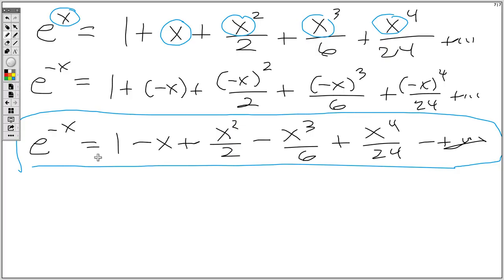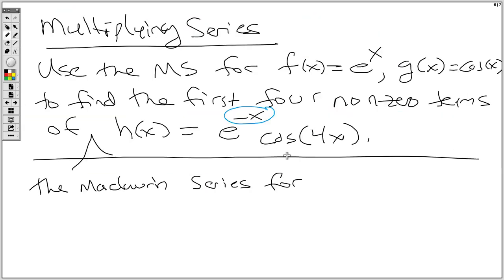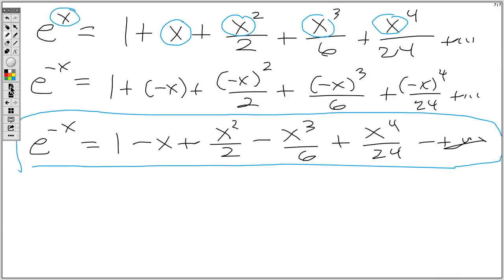So now I want to do the same thing. And now what do I need to get? I need the cosine of 4x. So I'm going to start off with my series for cosine. And once again, they're just asking for the first four non-zero terms, so I'm just going to write out the first few terms here.